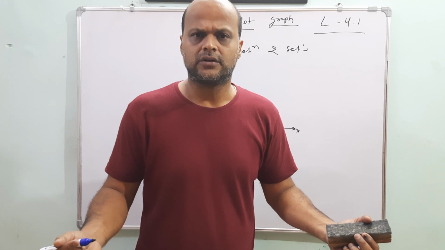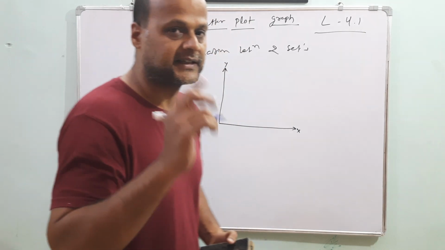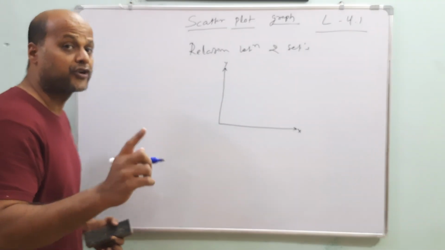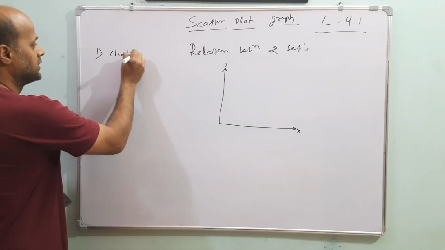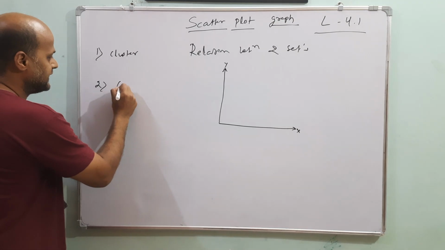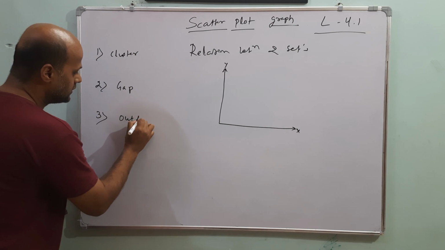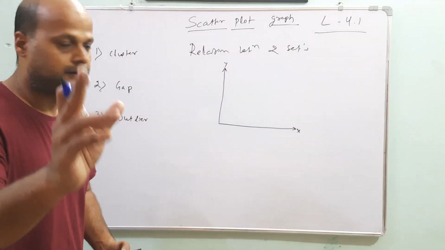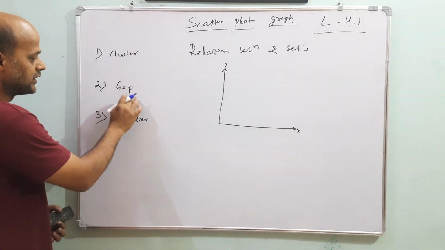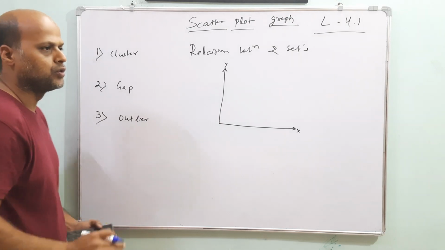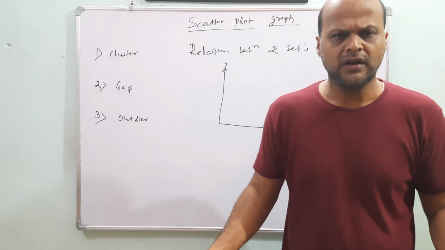So what are the important things you have to learn? The three things very important for you. First one is called cluster. Second one is called gap. Third one is called outlier. What do you mean by the cluster? What do you mean by the gap? And what do you mean by the outlier?